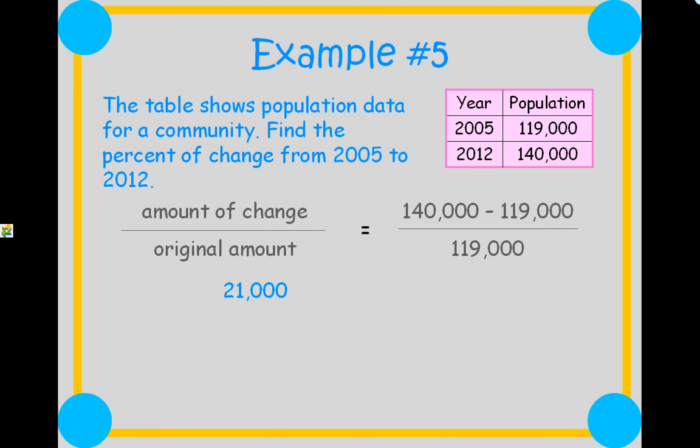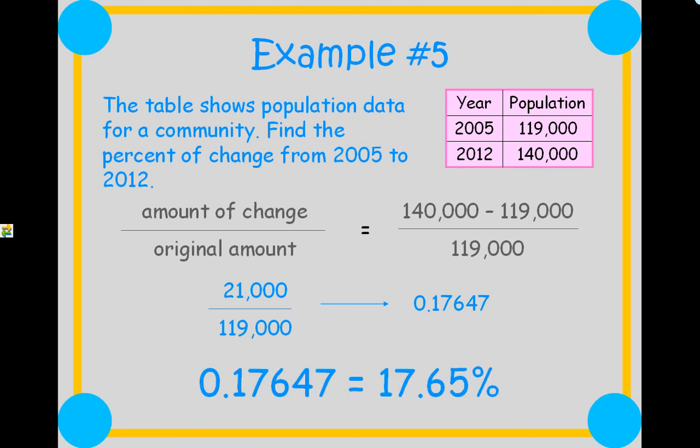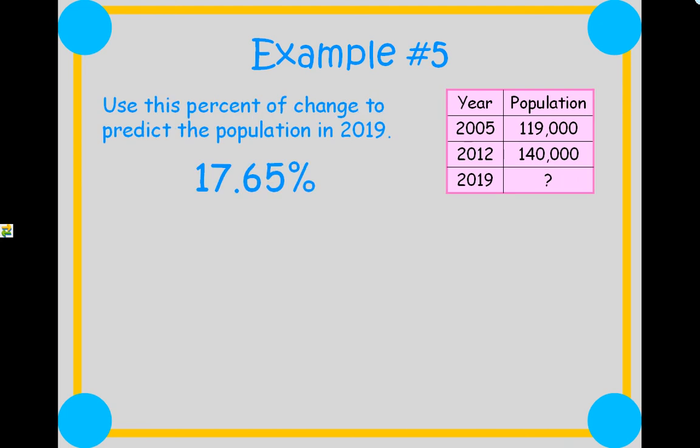Divide by the original amount, and when you do that, you get 0.17647. That is rounded. Once again, we're trying to find the percent of change, so when we change it to a percent, we round to 17.65%. Okay, we're going to use that percent of change to predict the population in 2019. This is going to be like that problem we just did. We got to find the new amount.